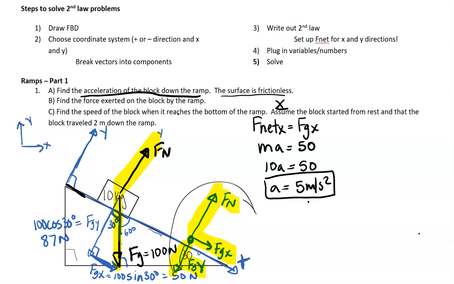Cool. So let's go ahead and do B. So let's find the force exerted on the block by the ramp. So the force exerted on the block by the ramp, that is our normal force. So let's go ahead and set up the y direction. So F net y is equal to the forces acting on an object in the y direction. So in the y direction, according to our free body diagram, we have Fn and we have Fgy. So Fn is going up, which we said was the positive direction. Fgy was going down, which we said the negative direction.